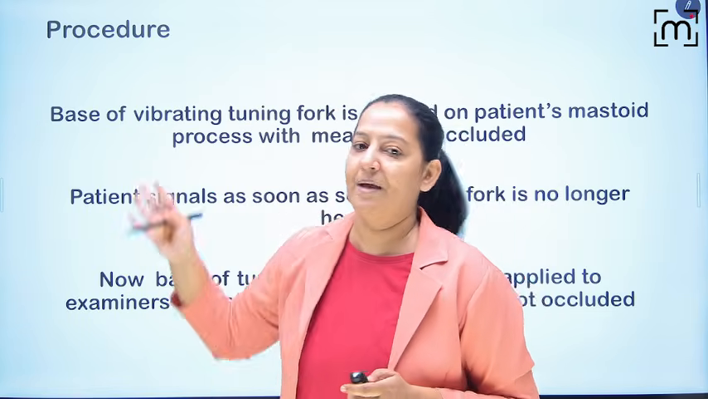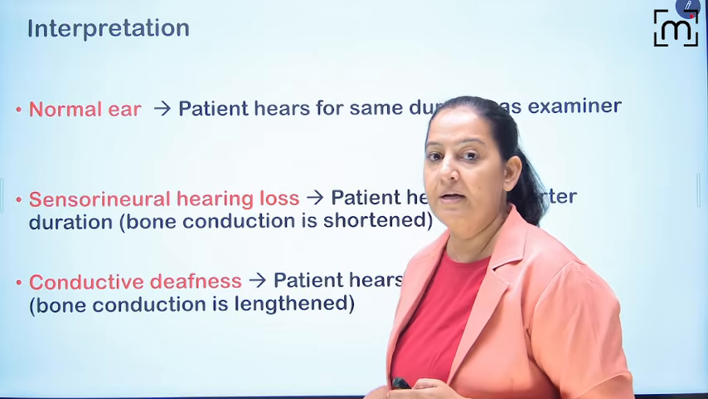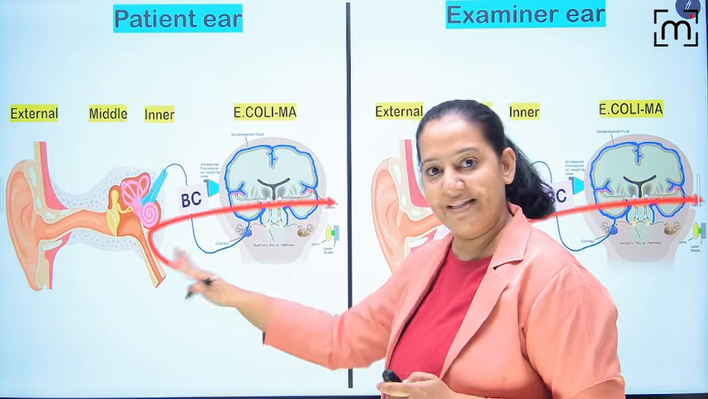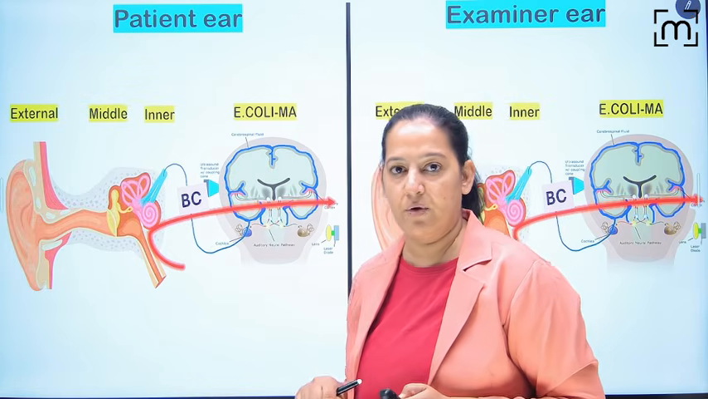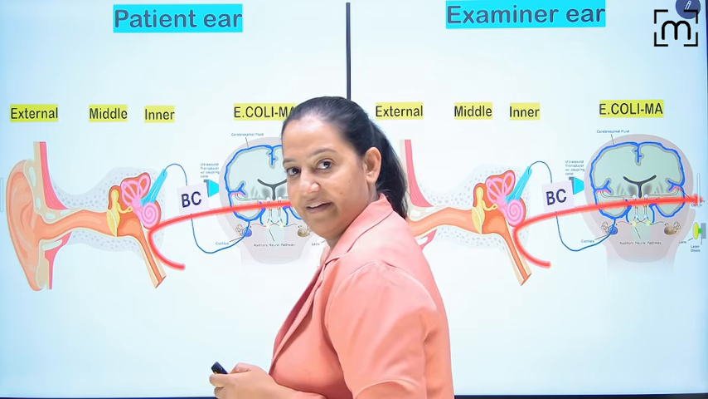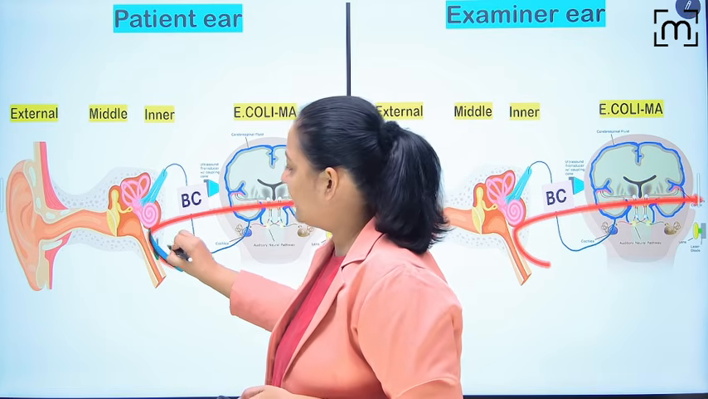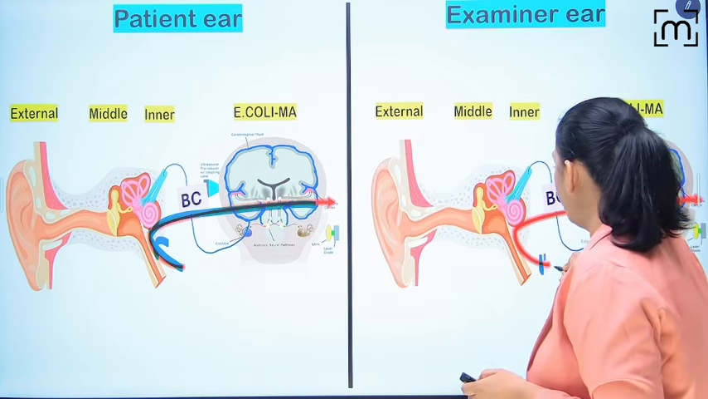I hope it's crystal clear till now. Yes or no? The same procedure is there, only the meatus is not occluded. So what is the interpretation? Normally it's the same. Normally here and here it's the same in patient and examiner. We are directly activating the BC, here also and here also.